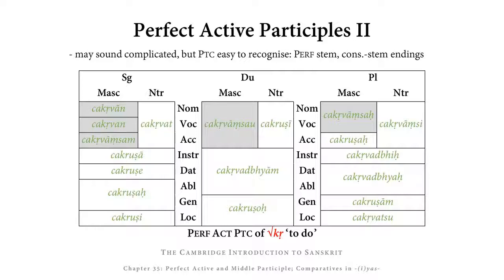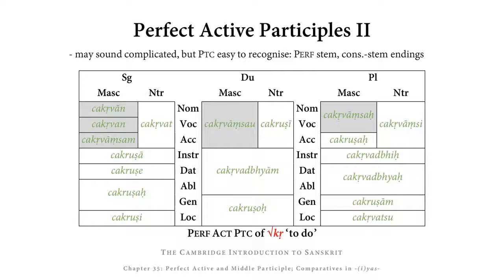And finally, in the locative plural, we have the suffix -su. Su begins with a consonant, and specifically it begins with a voiceless consonant. And so in front of this voiceless consonant, the weak suffix appears as -vat, ending in a t, which is voiceless, just like the s that follows. So we have the form cakrvatsu.